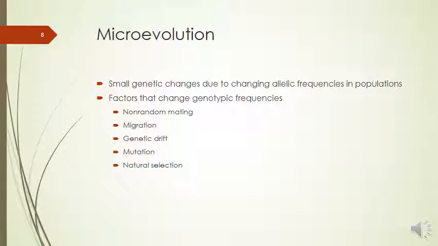Individuals of one genotype are more likely to reproduce with each other than with individuals of other genotypes, which is non-random mating. Individuals move between populations, migration. Random sampling of gametes alters allele frequencies, genetic drift. New alleles arise, mutation. People with a particular genotype are more likely to produce viable, fertile offspring under a specific environmental condition than individuals with other genotypes. This is natural selection.